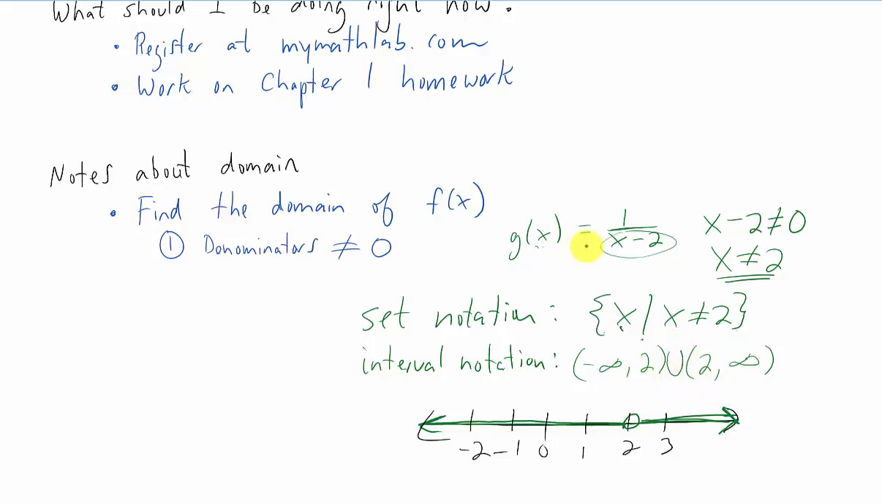So this example that turned out to be actually fairly long is asking you to find the domain of g of x, which is this function right here. And there are two possible answers. If you're asked for set notation, this is your answer right here. If you're asked for interval notation, that's the answer right there. Okay, so that's one example.